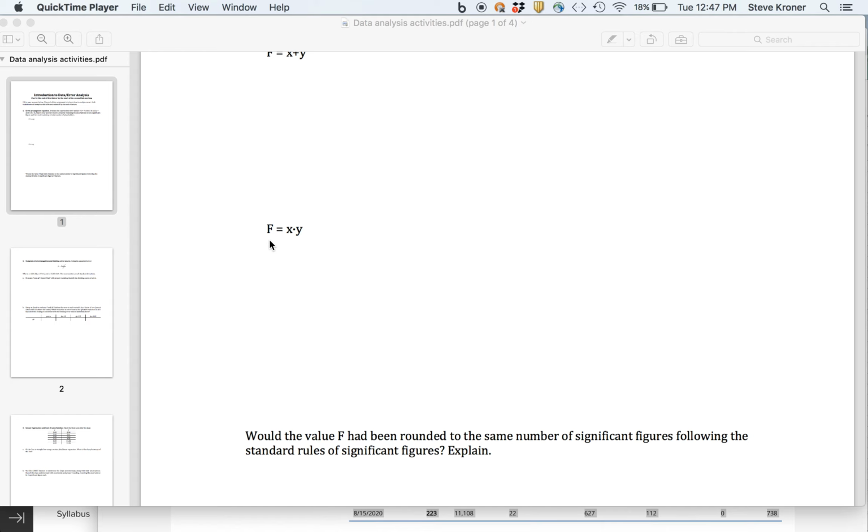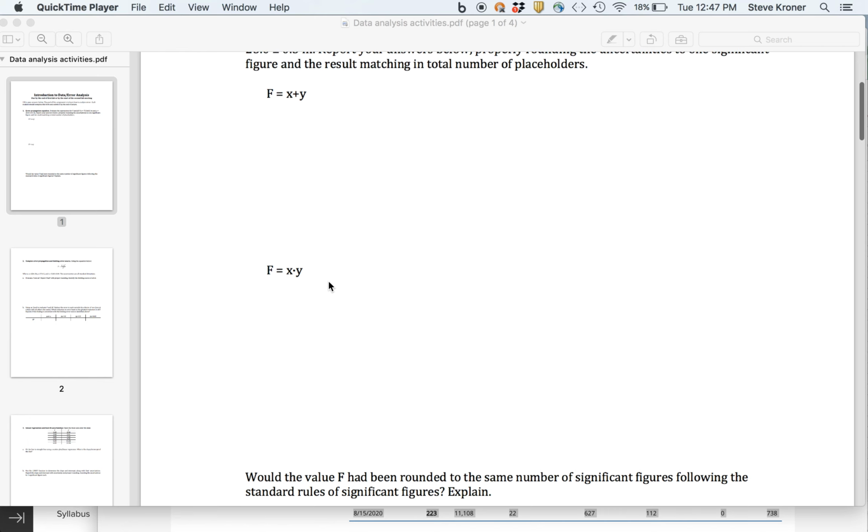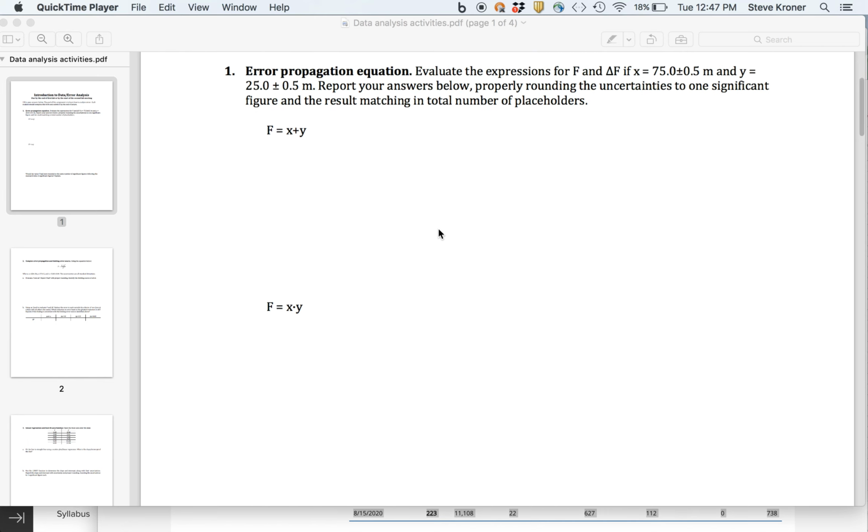Now, what you can work out here is x times y is now 75.0 times 25.0. And then you can work that out and then work out your plus or minus. A couple things are your f plus or minus delta f should match in decimal place. So let's say you work it out to be 100.0. I can't remember what the actual answer is.